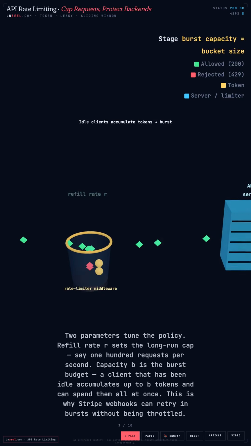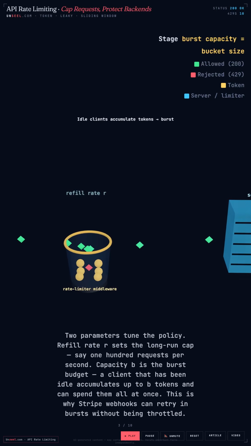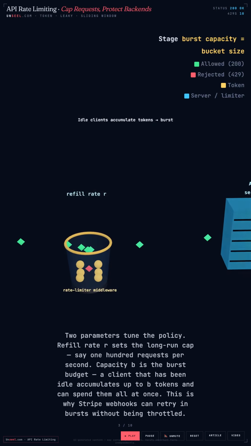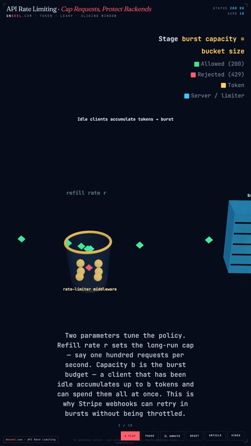Two parameters tune the policy. Refill rate R sets the long-run cap, say 100 requests per second. Capacity B is the burst budget. A client that has been idle accumulates up to B tokens and can spend them all at once. This is why Stripe webhooks can retry in bursts without being throttled.